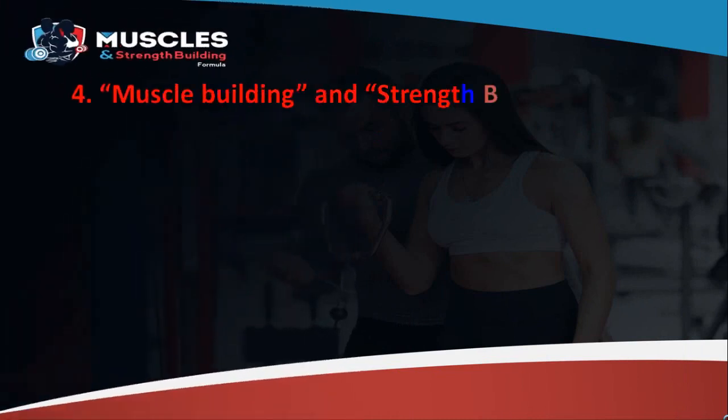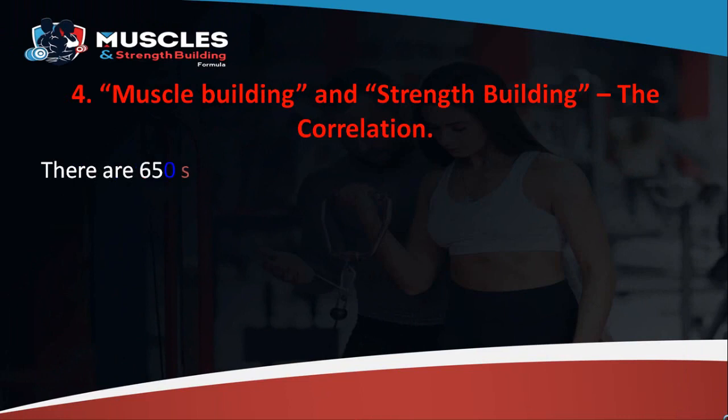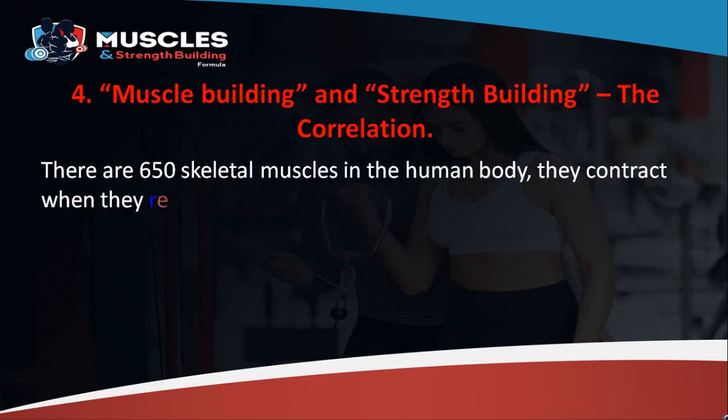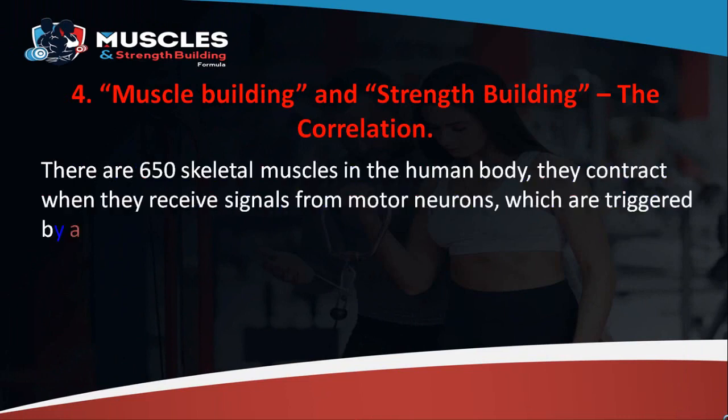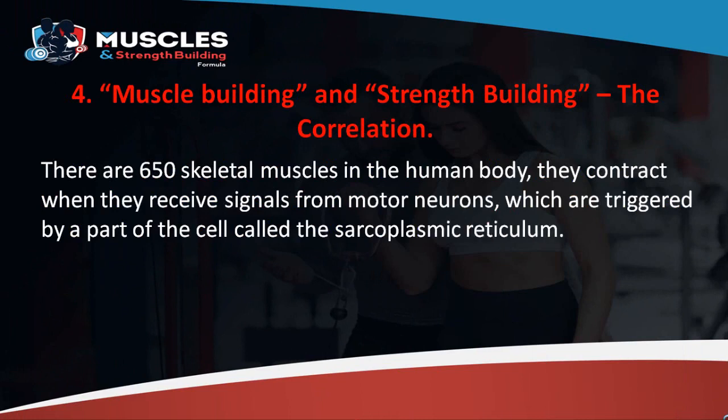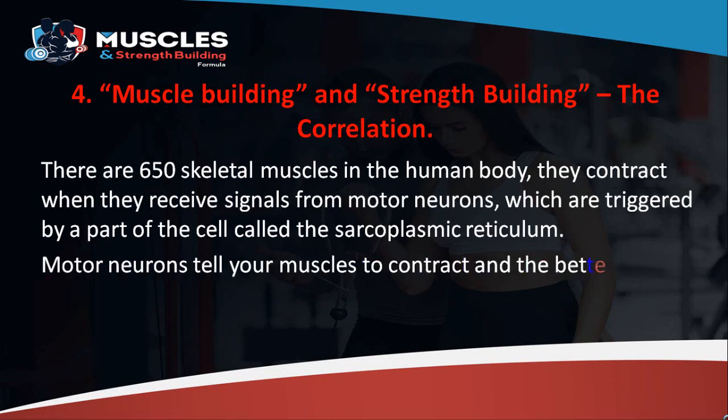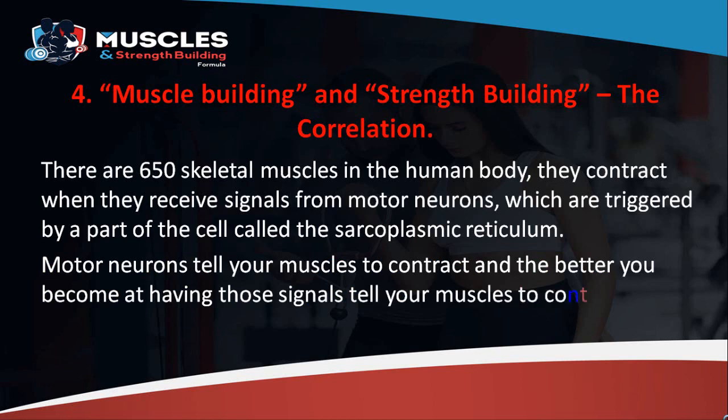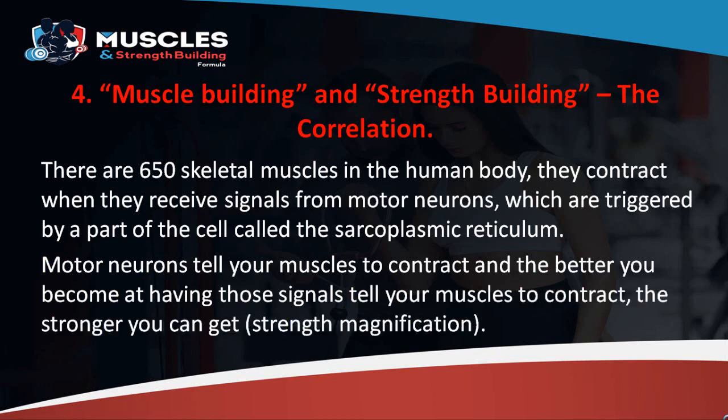Number 4, muscle building and strength building. The correlation. There are 650 skeletal muscles in the human body. They contract when they receive signals from the motor neurons, which are triggered by a part of the cell called the sarcoplasmic reticulum. Motor neurons tell your muscles to contract, and the better you become at having those signals tell your muscles to contract, the stronger you can get.